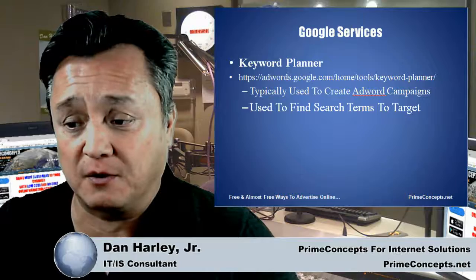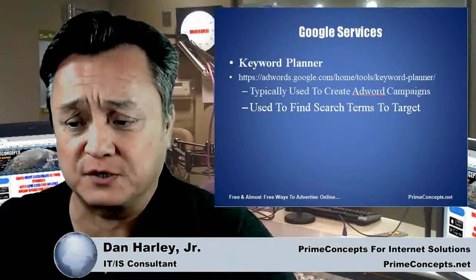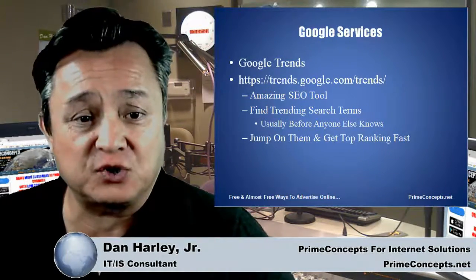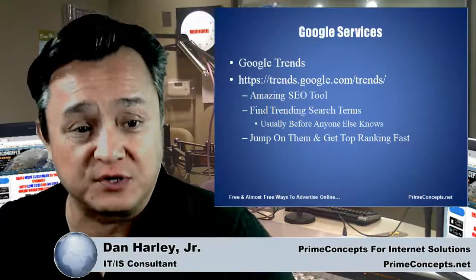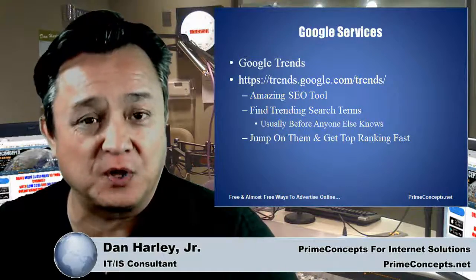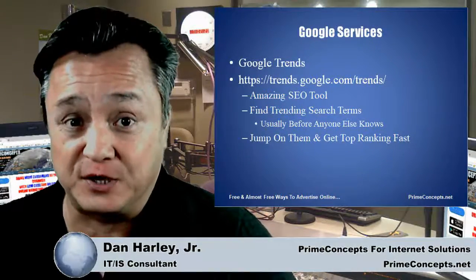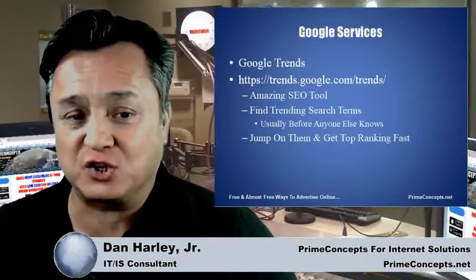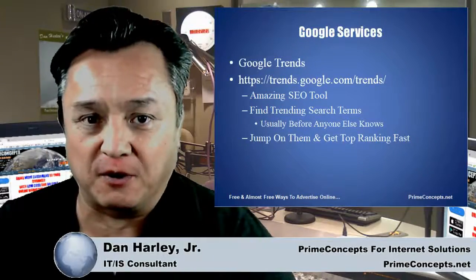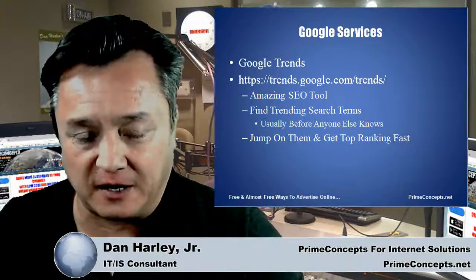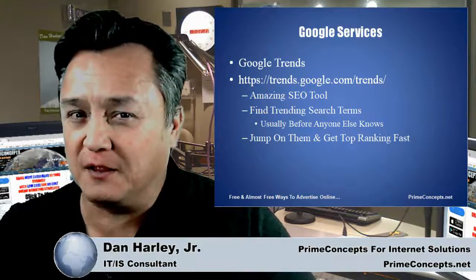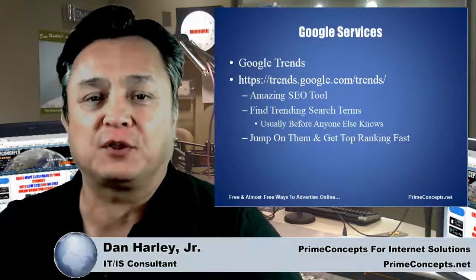But I want to cover another little-used service that's extremely powerful. It's called Google Trends. This is at trends.google.com or sometimes trends.google.com/trends. This is an amazing SEO tool that most people don't realize is there. Once again, it's a free tool. What this does is find trending search terms. It's unlike the keyword planner. It analyzes the entire Google search system and says, hey, this term is getting more popular than this term, and puts it out there for people.